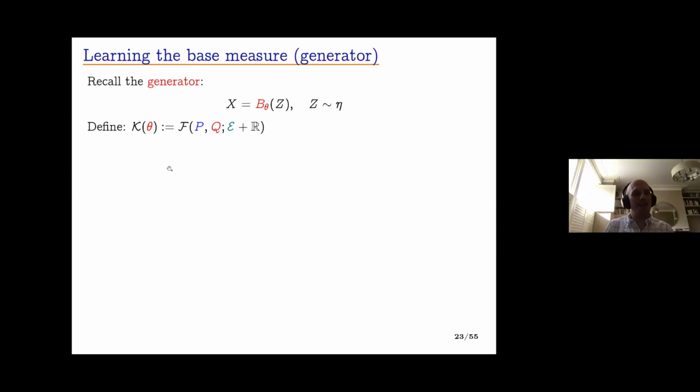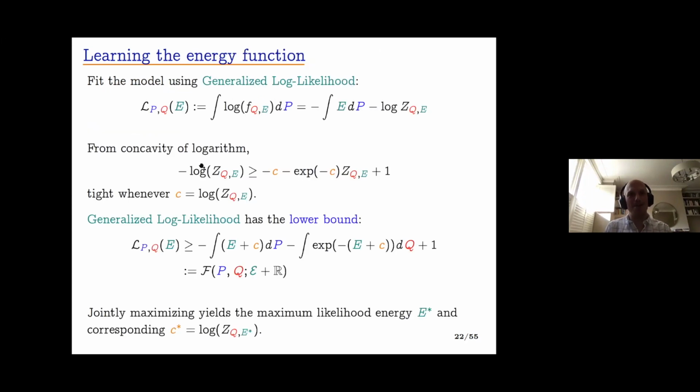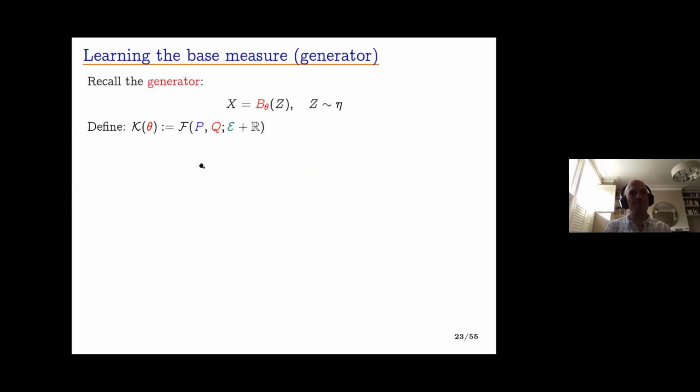And I now want to find a way to optimize over the parameters theta of this generator function. So to make my notation concise, I'm going to define calligraphic K of theta as the F from the previous slide, so this lower bound on my generalized log likelihood, as a function of theta. So as a function of the parameters of B that I'm trying to learn.